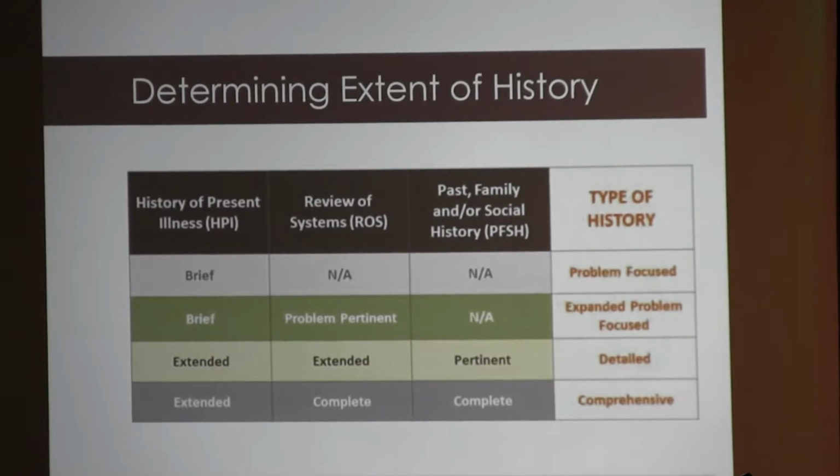realm. So if you have a really good history of presenting illness and you've done a good review of systems and you have a little bit of past family, past social, that will work to build at a high level, a high code for a follow-up patient. But for a new patient, it should be comprehensive.